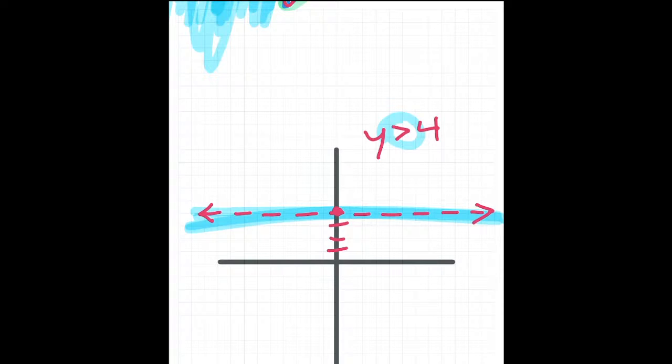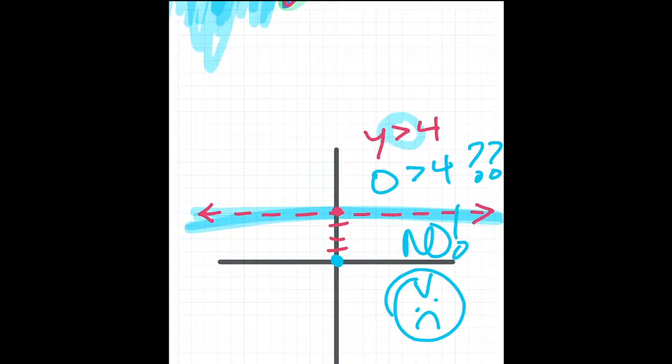All right, let's test it. Remember, I will always encourage you to try 0, 0. Now, notice this just says y is greater than 4. There is no x here. So you don't even have to check x for this. You're just checking y's. So if you take 0 and put it into your equation, you would get 0 is greater than 4. Is that true? Oh no! Okay? No way.